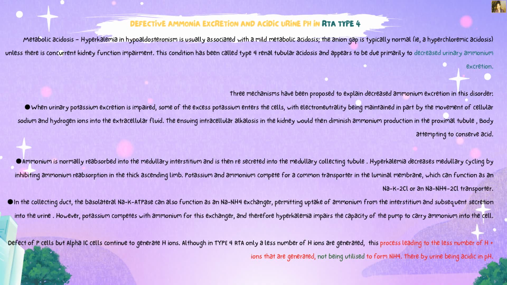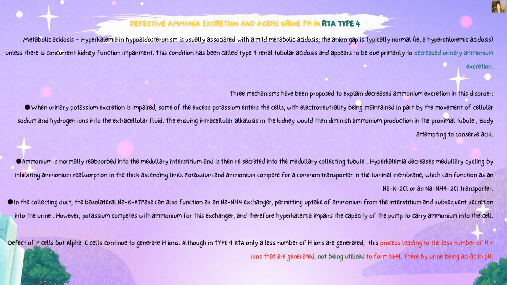I would like to explore the RTA type 4 a little bit further. RTA type 4 is a defect in the principal cell, that is hypoaldosteronism, and a defect in the principal cell of secreting hydrogen ions into the urinary lumen. So it is not unreasonable to think that with a defect where hydrogen ion secretion is impaired, the urine pH would be on the higher side.